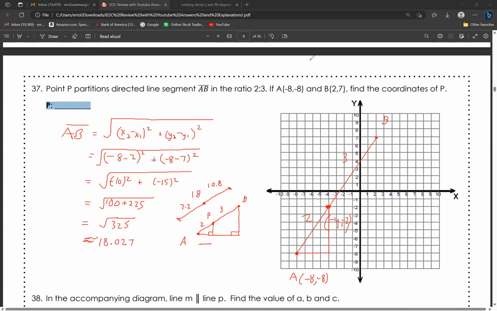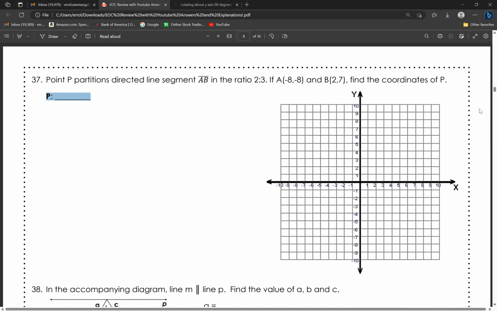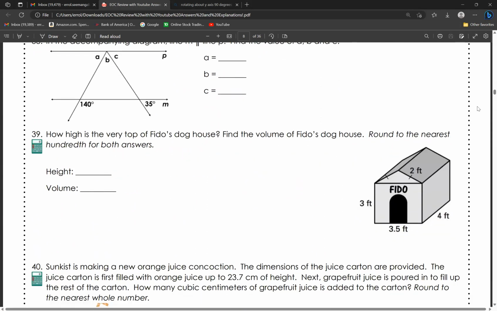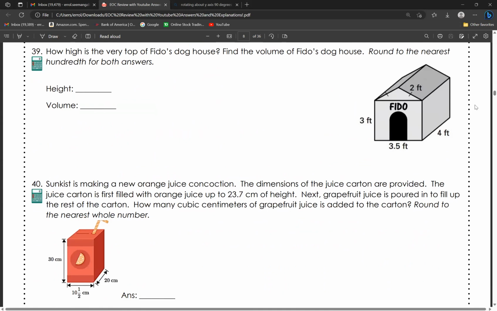Let's see here. Do you want us to skip down, or do you want us to just keep going in order? Let's do this one real quick. The 38? Or 39? 39. Yeah. How high is the very top of Fido's doghouse? Find the volume of Fido's doghouse. Round to the nearest hundredth for both answers.